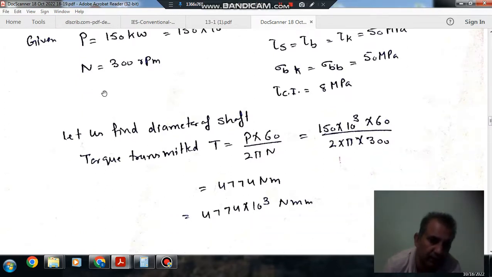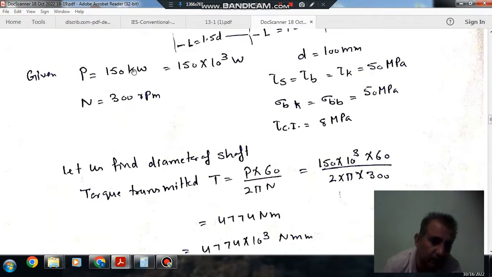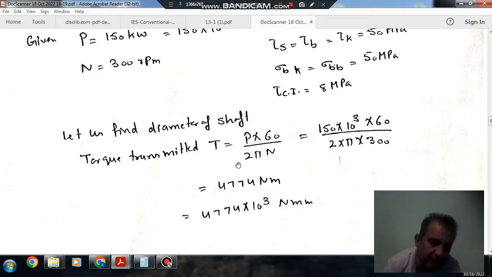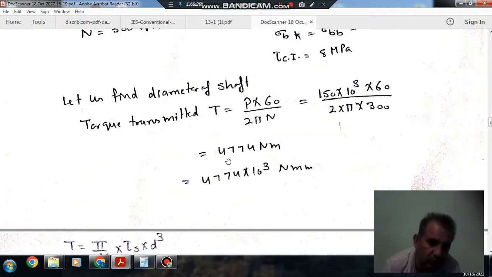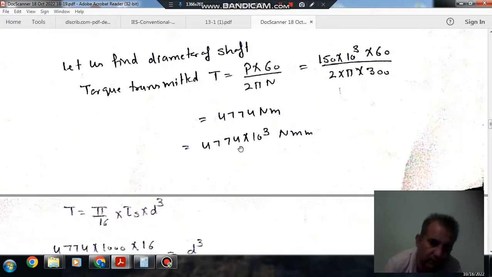To design the shaft we will calculate the torque transmitted from power and RPM. As power is given as 150 kilowatt and RPM is given as 300 RPM, so using 2 pi N T by 60 is equal to P, we can find out torque. So torque comes as 4774 Newton meter or 4774 into 10 to the power 3 Newton mm.